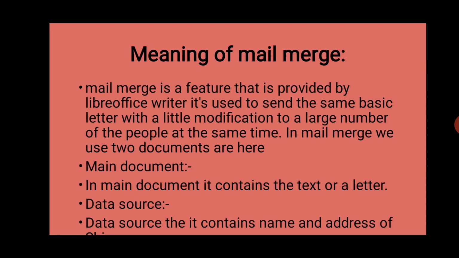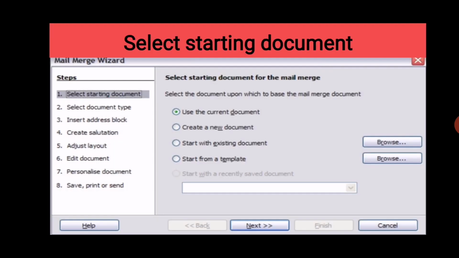Now we will start our mail merge step by step. First we will go to the Tools tab and click on Mail Merge Wizard. When the mail merge wizard opens, the first step is Select Starting Document. You can see it here in the steps in the left pane. Here are four options, you can choose any one. Use the current document, which document you have open, you can use that.